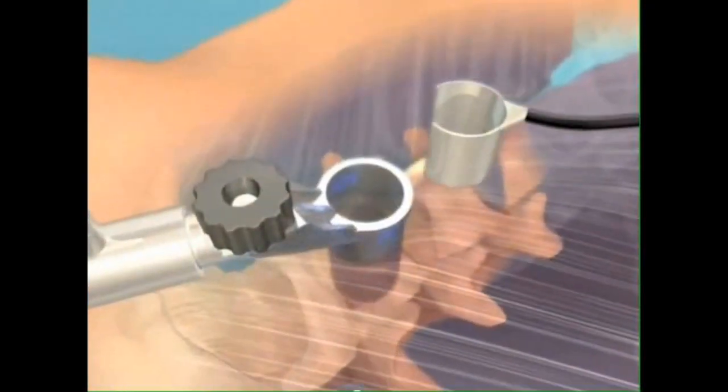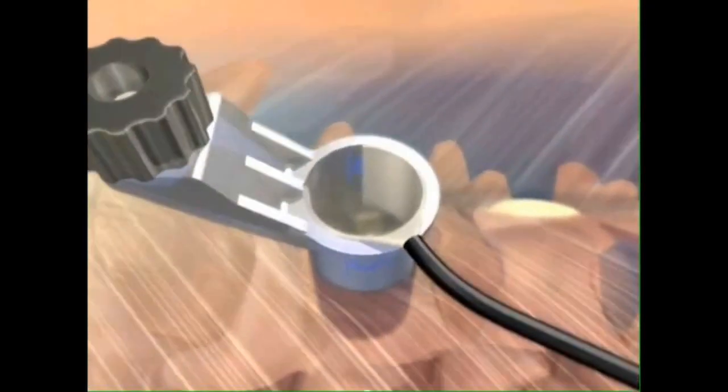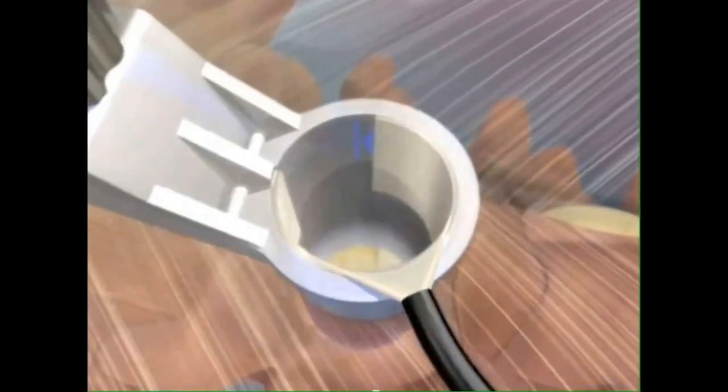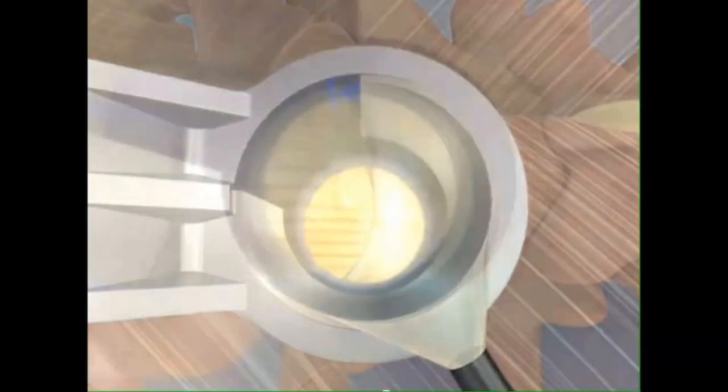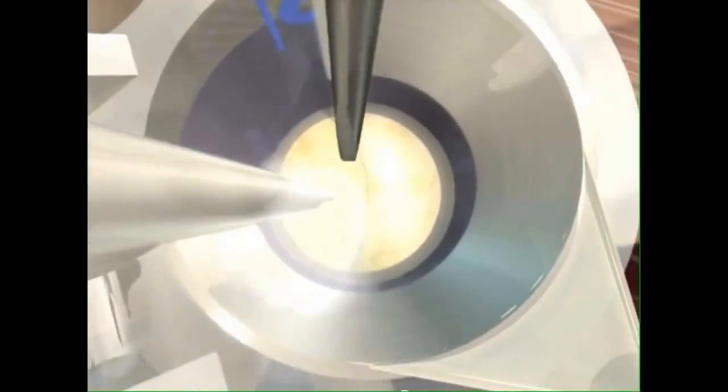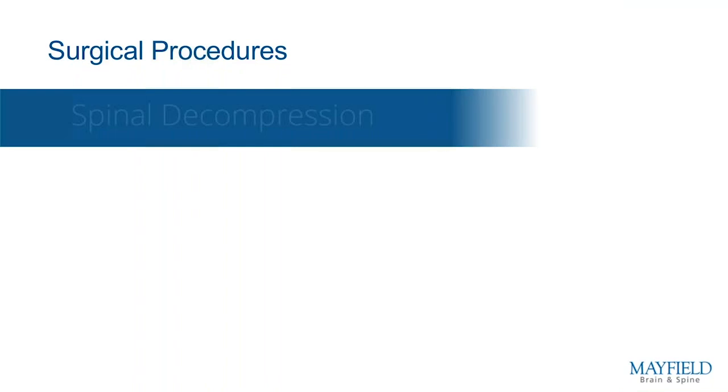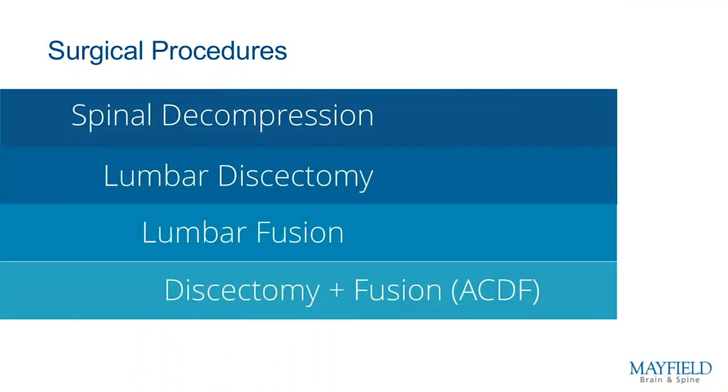And then finally, they insert a light source so they can see inside that small tube. Okay, and from that point, they perform whatever procedure is needed to correct the problem. So now I'm going to talk about a couple of common surgical procedures that we perform at Mayfield.